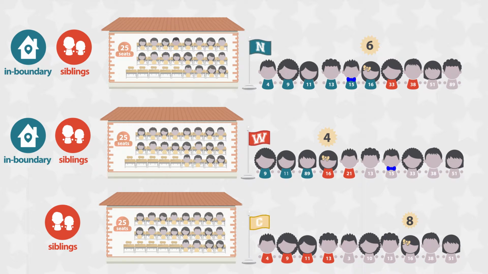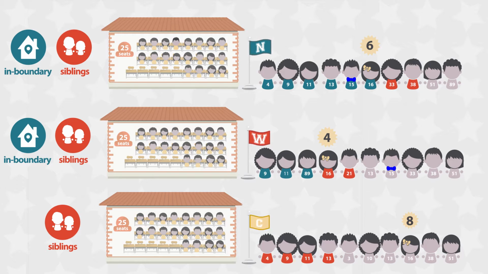For Wizard's School, she is 4th in line and part of Lottery Preference Group 2, sibling enrolled. For Capitals School, she is 8th in line and in the last Lottery Preference Group. Remember, this school only gives priority to siblings of students that are currently enrolled, and she does not have any sibling attending this school.